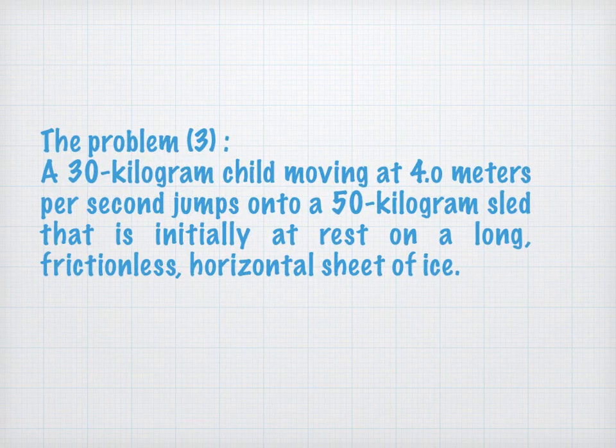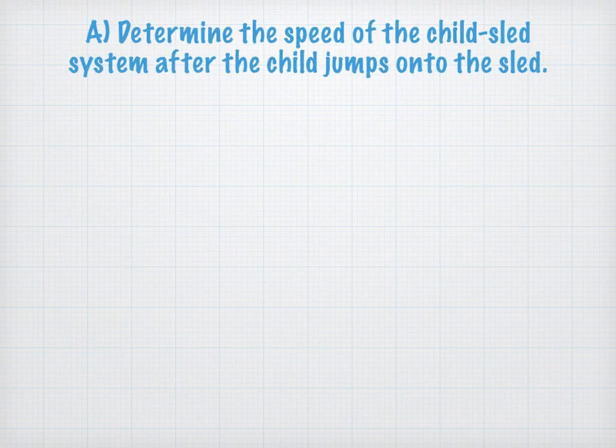The problem is number 3, and it states: a 30-kilogram child moving at 4 meters per second jumps onto a 50-kilogram sled that is initially at rest on a long, frictionless horizontal sheet of ice. Part A. Determine the speed of the child-sled system after the child jumps onto the sled.